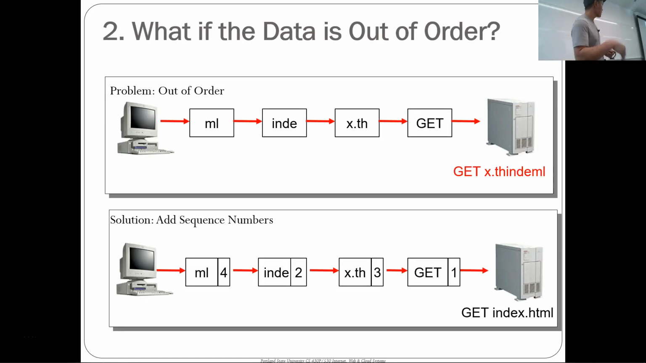What happens if the data is out of order? You say get index.html, and it swaps the middle two. And so how do you know on the other side what order your data was sent in by the sender? The way you solve this is to add sequence numbers. Sequence number 1 is get. Sequence number 2 is inde. Sequence number 3 is x.h. That should be ht, not th. And then 4 is ml.